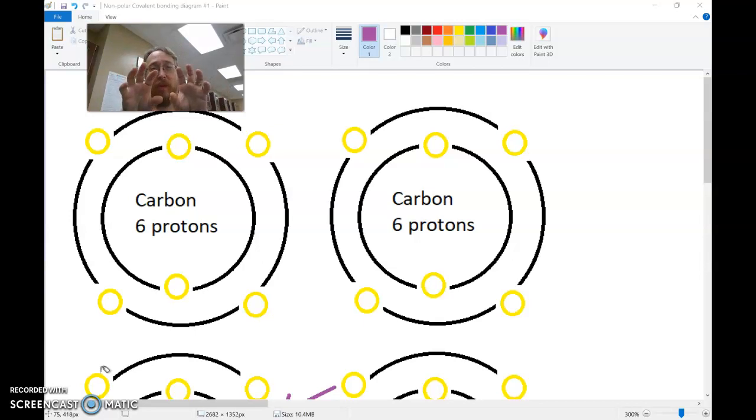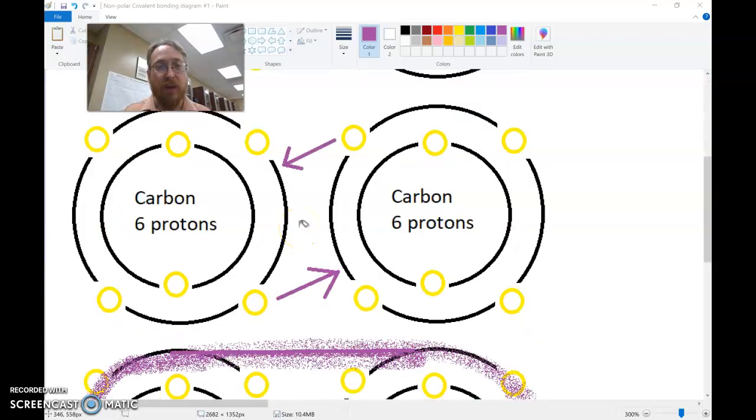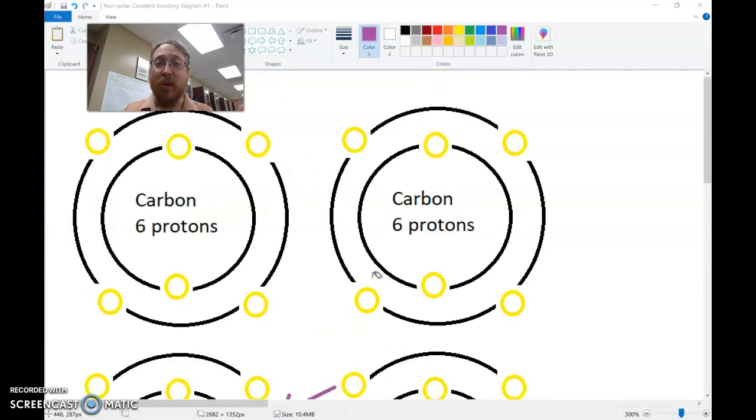Well, if we put these two carbon atoms near each other, they're both strong enough to take electrons, so they do. And that's what we see right here. Carbon atom number 1 takes an electron. Carbon atom number 2 takes an electron. Once that's happened, well, guess what? They've both gained an electron. They both lost an electron. So their situation is exactly the same as it was when it started.